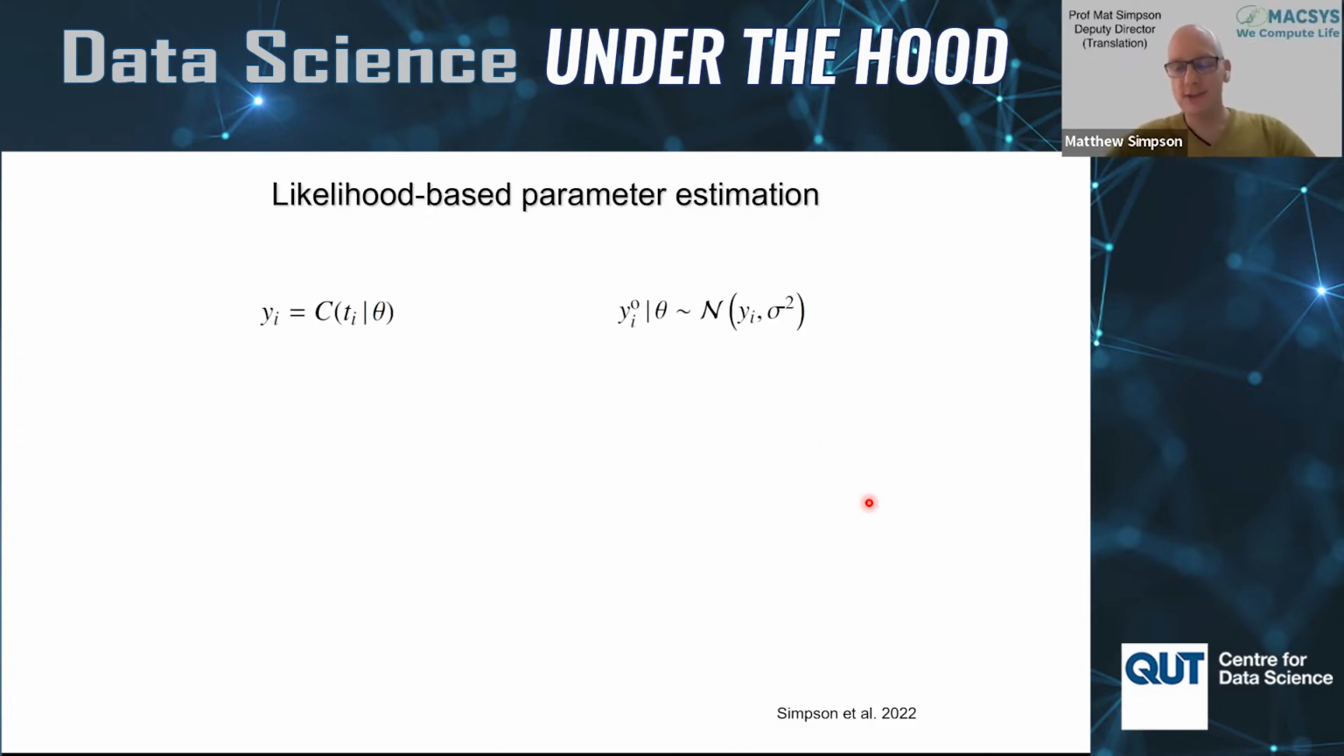Okay, so what I'm going to do in the next few pages is explain how we connect the mathematical models with data. This is a very standard likelihood-based parameter estimation exercise. First of all, I'm going to think about the predictions of my model at different values of time for different choices of the parameters, and I'm going to represent that with the variable y subscript I. So that's going to be the predictions of the mathematical models.